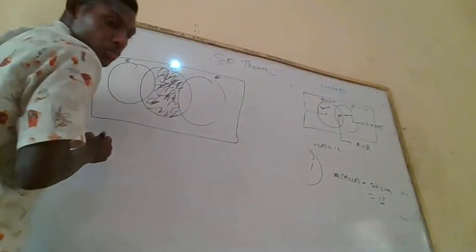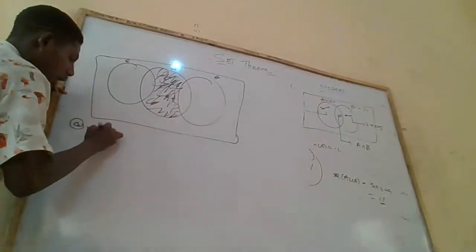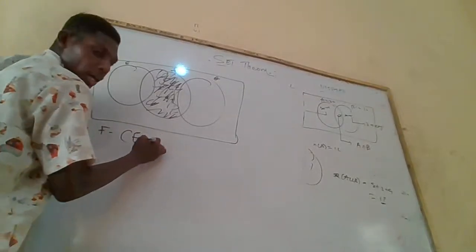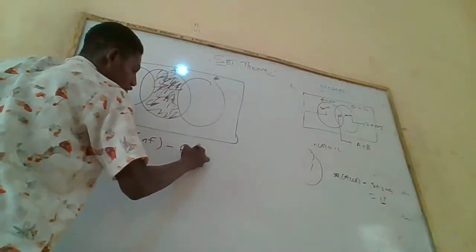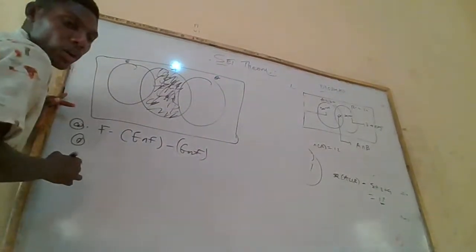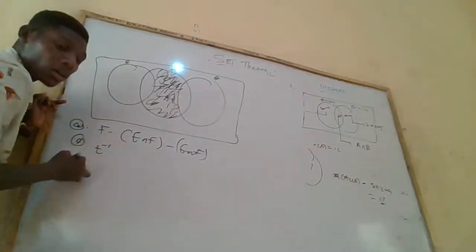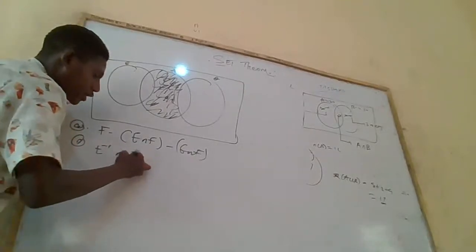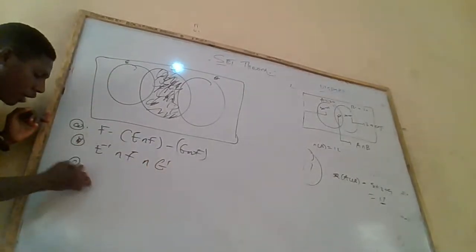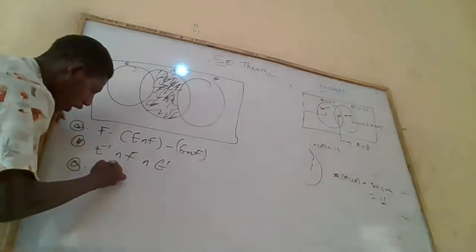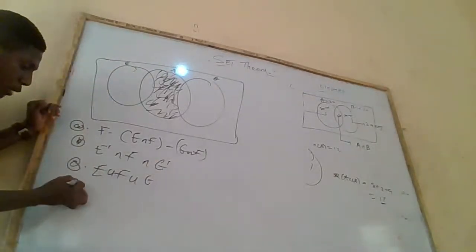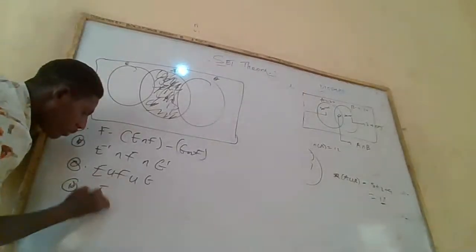Option A: F minus E intersection F minus G intersection F. B: E complement intersection F intersection G complement. Option C is E union F union G, and D goes up to F.